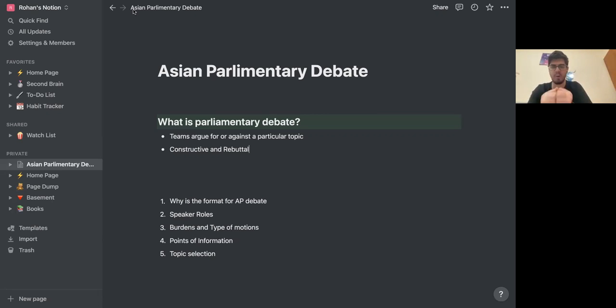Then I'll quickly go on to burdens and types of motions. This will be covered much more in detail in the next session, which will be intro to argumentation. But I will go through a general idea of what kind of motions you can expect. If you don't know what a motion is, it's the topic that you're going to debate about. For example, let's actually show you ranges of motions.